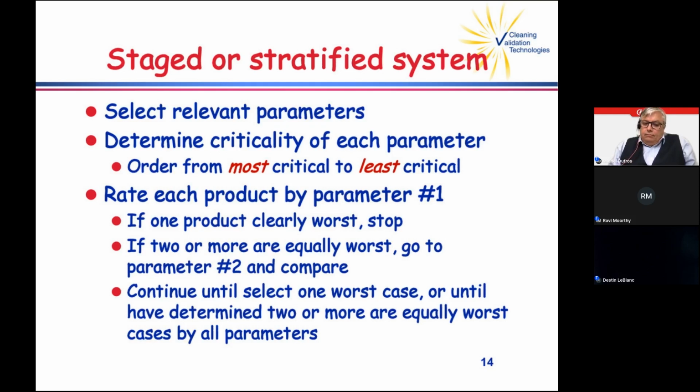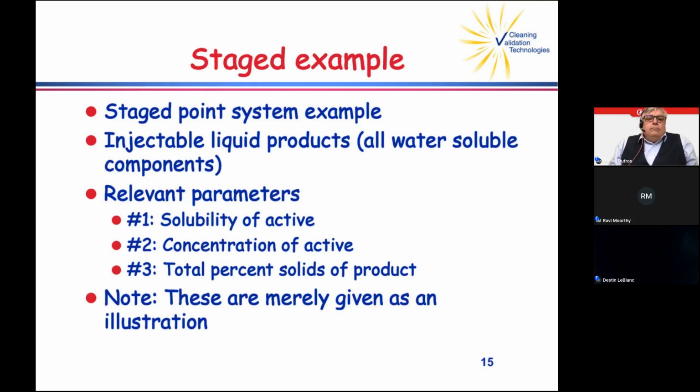So, next slide then. Here's a simple example of a stage system that could be used for injectable products, where essentially all your components are more or less water soluble. So the relevant parameters may be solubility of the active. That's probably the most critical. Number 2 would be the concentration of the active. Here again, the more active that's left behind on the system, the more difficult it is to meet your acceptance limits. And then the third most critical is the total percent solids of the products.